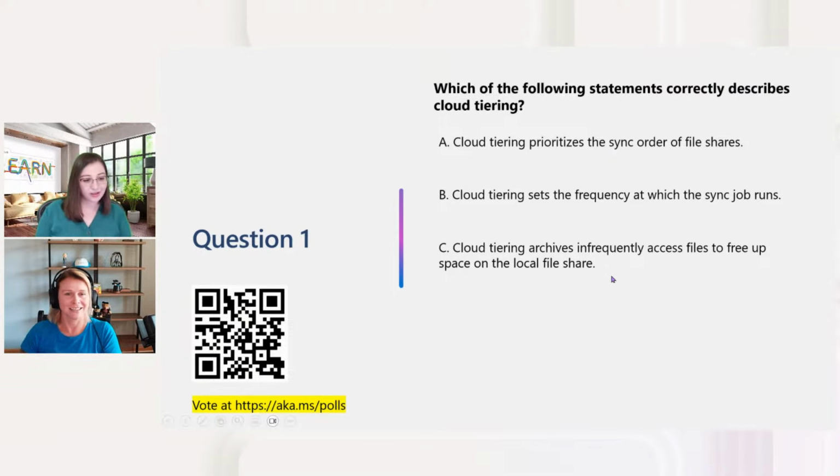Are we ready? I think so. We've got comments. Let's see. Yeah, I think we're pretty secure that it's C. Nice. Yes, you are correct.